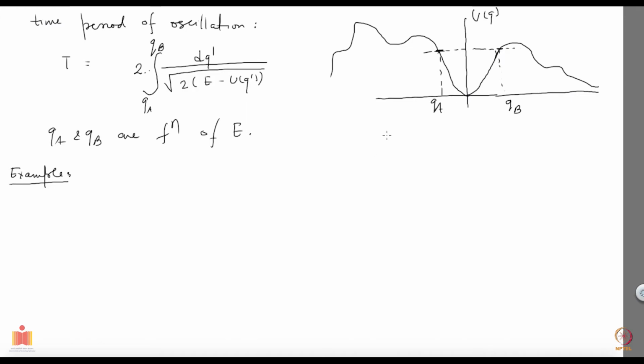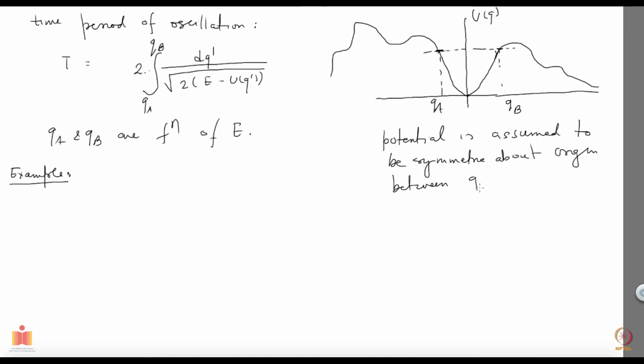So let me write it down. Potential is assumed to be symmetric between QA and QB, symmetric about origin between QA and QB. Okay, that's the assumption.